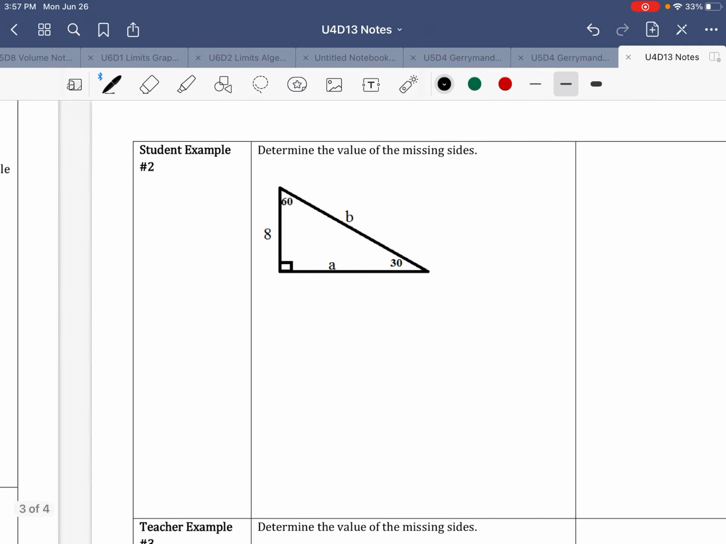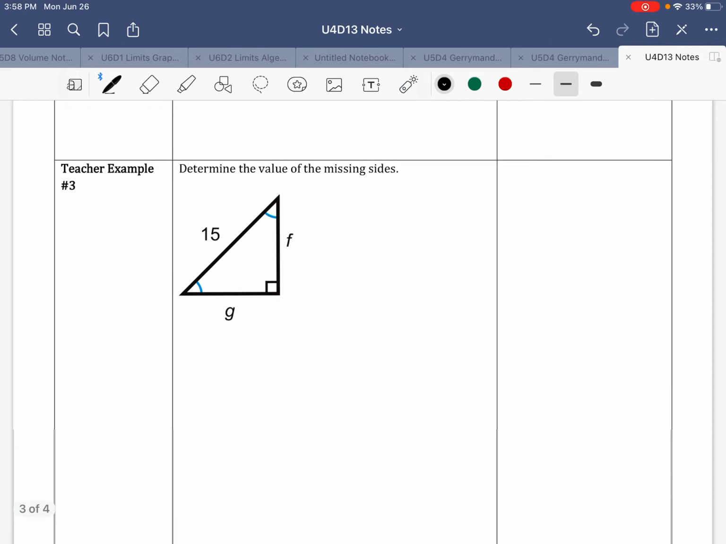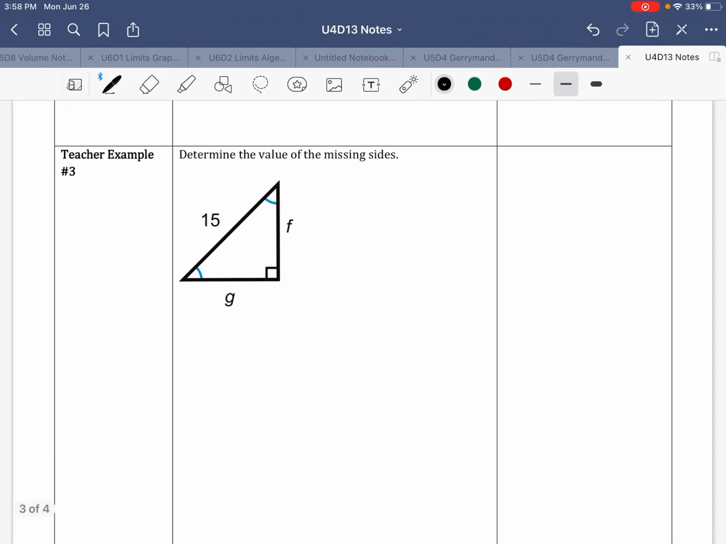Okay, go ahead and try the second student example on your own. All right, and we'll move on to the third example. Here, it says to determine the value of the missing side. So here we're looking for F and G.